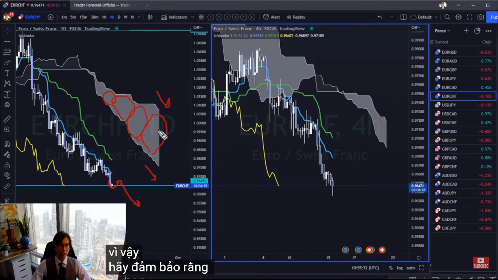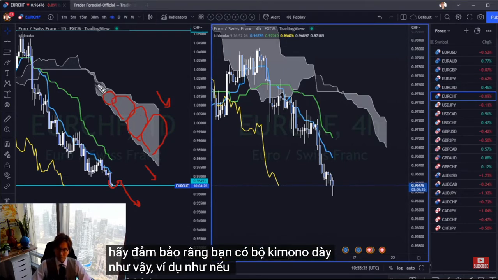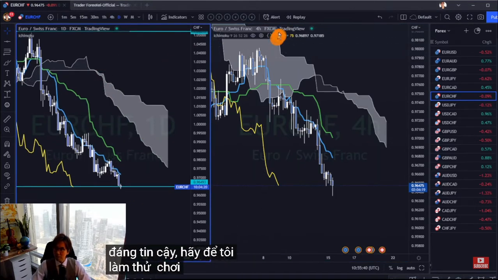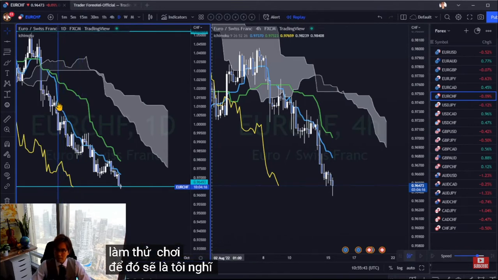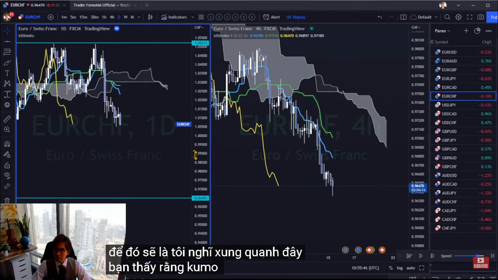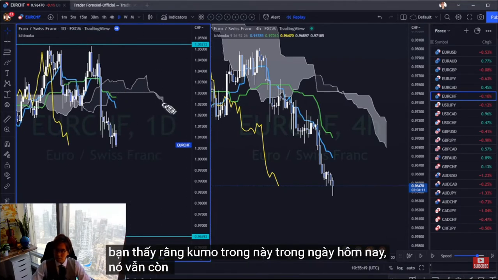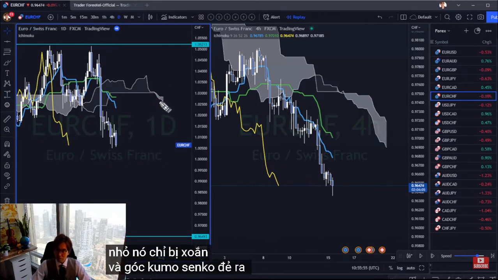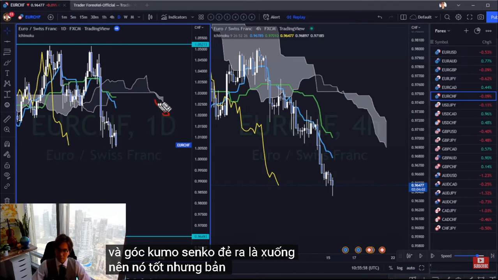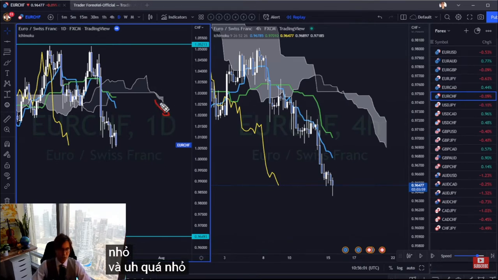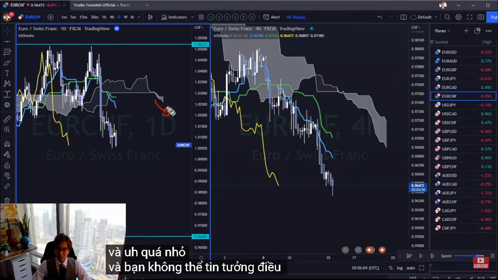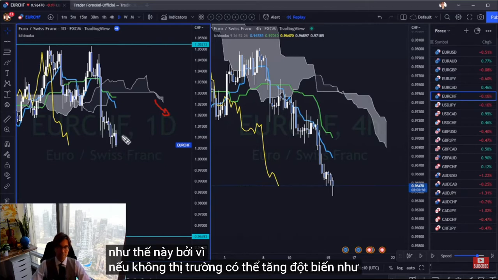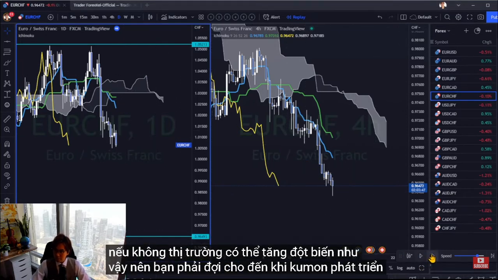So make sure you have the thick Kumo. For example, if you look at the thin Kumo here, this is not really trustable. Let me do bar replay. That will be, I think, around here. You see in this day, Kumo was still very small. It just twisted, and the Kumo angle, Senkou span A, is down, so it's good, but the Kumo itself is too tiny and too small. You can't trust a small Kumo like this, because otherwise the market may spike like this. So you have to wait until Kumo develops more.